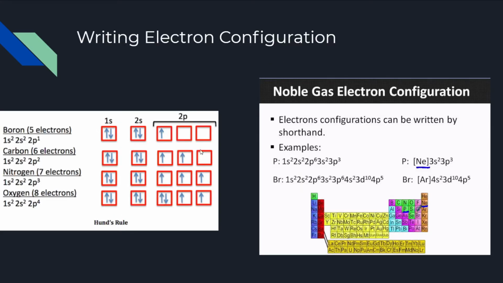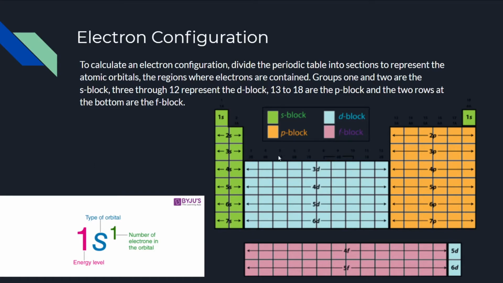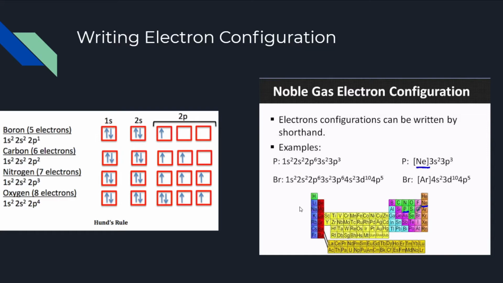And so let's take an example. Boron is going to be 1s2, 2s2, 2p1, and we're going to see that here, 1s2, 2s2, 2p1. Same thing all the way down here to oxygen. And then you can write elements in noble gas configuration as well. So for example, bromine, the electron configuration is going to be 1s2, 2s2, 2p6, 3s2, 3p6, 4s2, 3d10, 4p5.